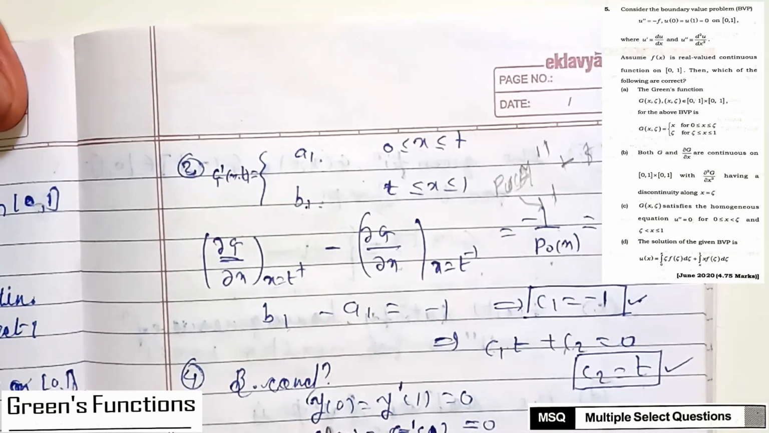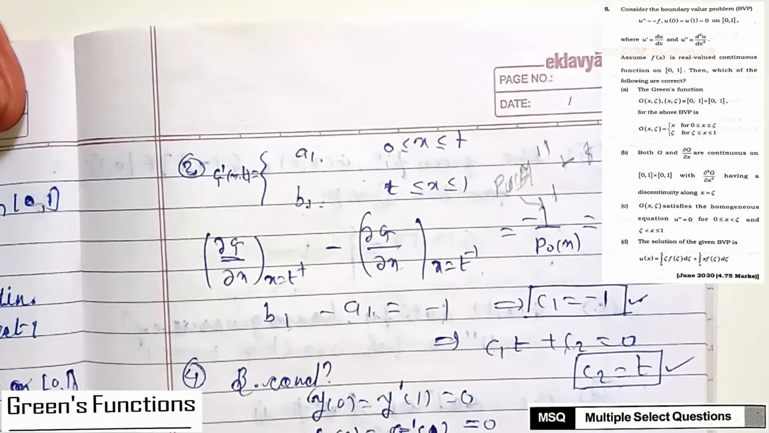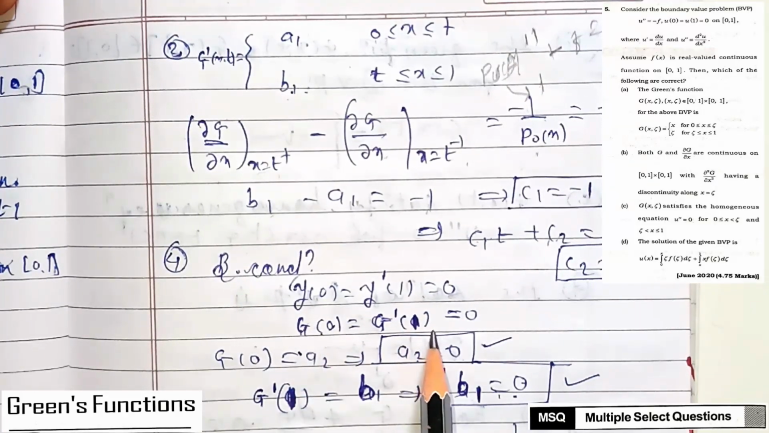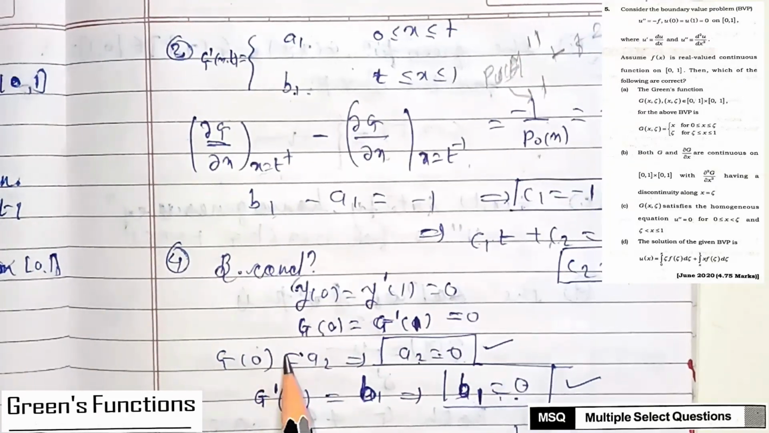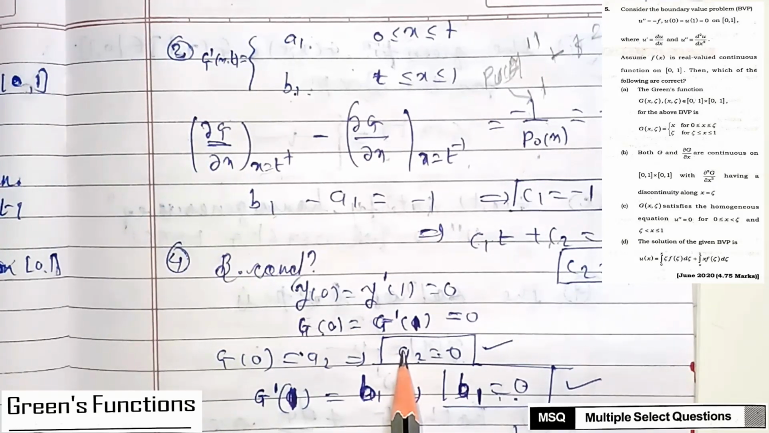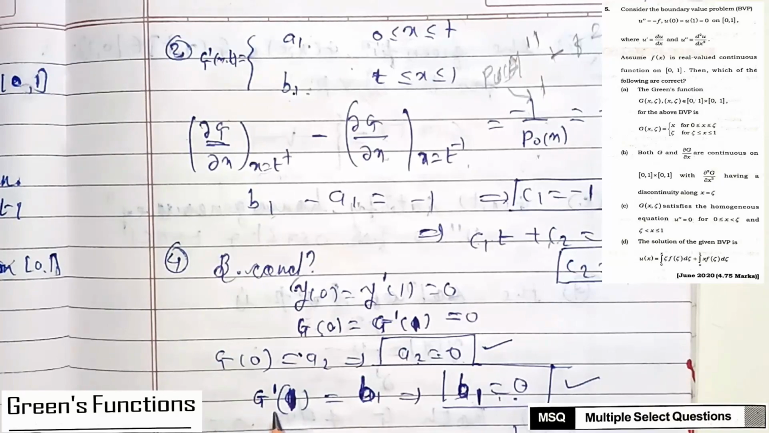So using the boundary condition, find the values for g(0) and g'(1). Okay, so y(0) = 0, y'(1) = 0. So the boundary condition compared with our Green's function, we get g(0) = 0 and g'(1) = 0. Okay, so g(0) is equal to a2. Now, using our given form g(x,t) = a1x + a2, g(0,t) is equal to a1·0 + a2. So g(0) is equal to a2, and g(0) is equal to 0, that means a2 comes out 0.